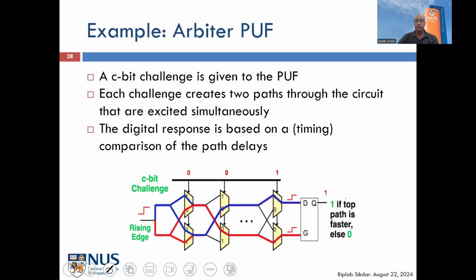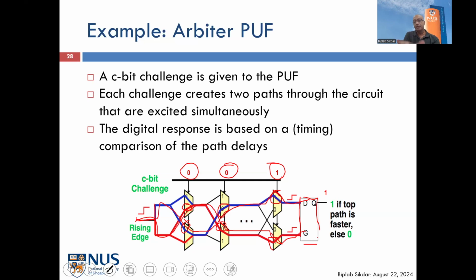So let's say I have these 2 rows of multiplexers, and these multiplexers are feeding into this flip-flop here. And this is the selection bit that I'm giving to each of these multiplexers. And here I give a 0, so I pick the 0 input of both multiplexers. Here again, I have a 0, so I pick the 0 input of both multiplexers. Here I have a 1, so I pick the 1 input of both multiplexers. So if I give the same input to both of these rows, at the end, I have 2 paths. There's a blue path that comes in, and there's a red path that comes in into the flip-flop.